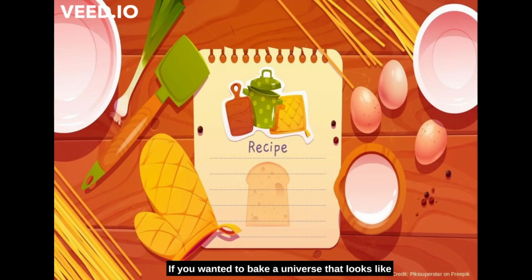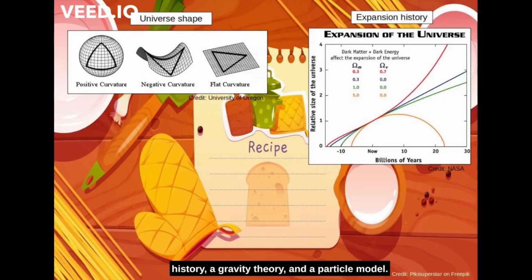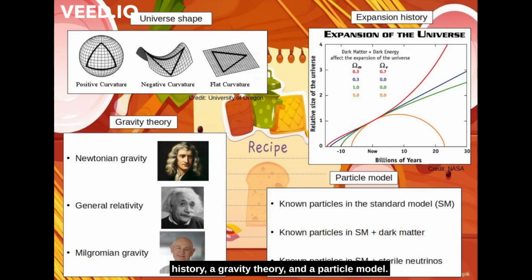Wanted to pick a universe that looks like the one we have, how will you do it? As with any other recipe, the first step is always to get the ingredients right. But truth be told, getting the correct ingredients is not so easy when you have so many options to choose from. To give a few examples, a universe needs to have a certain shape, a certain expansion history, a gravity theory, and a particle model.